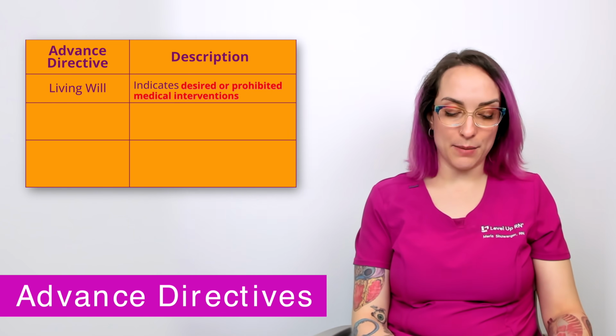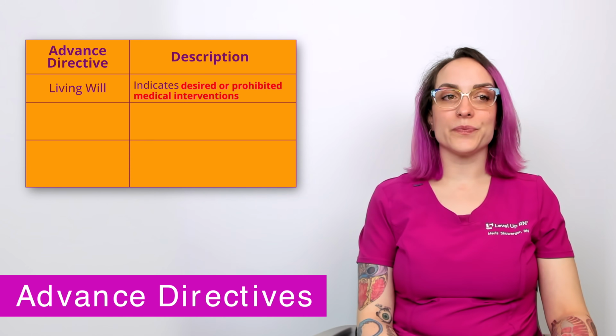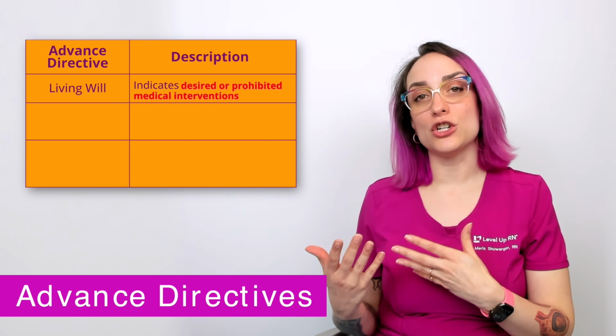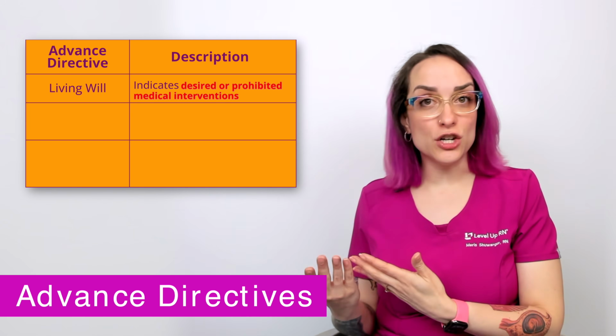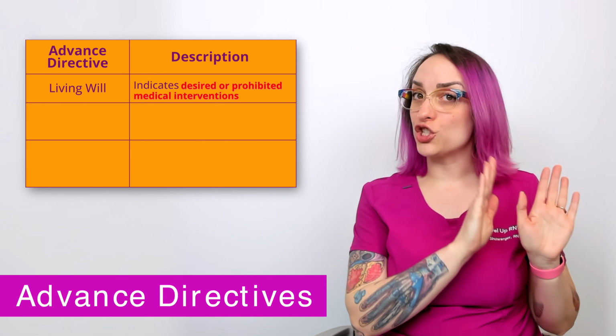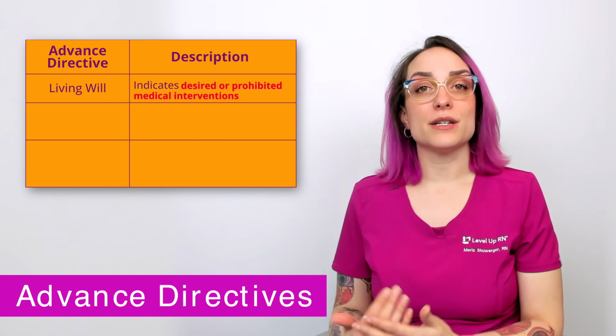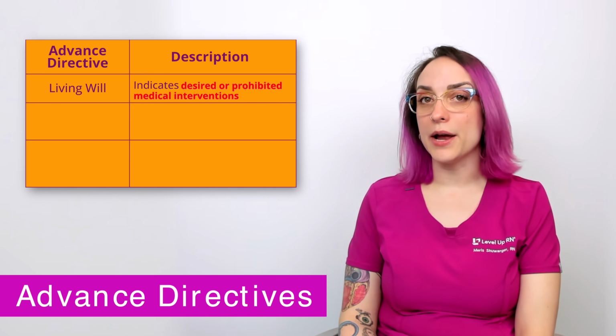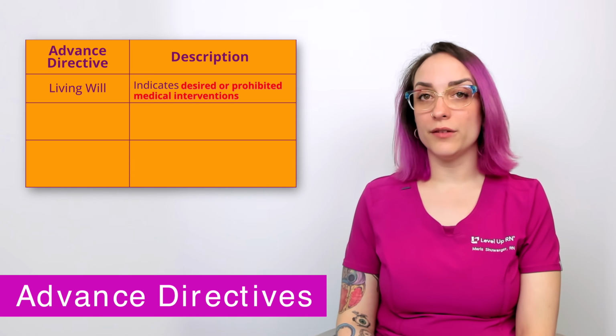So let me give you an example of this. This is going to be a document that allows me to indicate which medical procedures I consent to or that I do not wish to have in the event that I were unable to provide my informed consent at the time. So I myself have a living will.